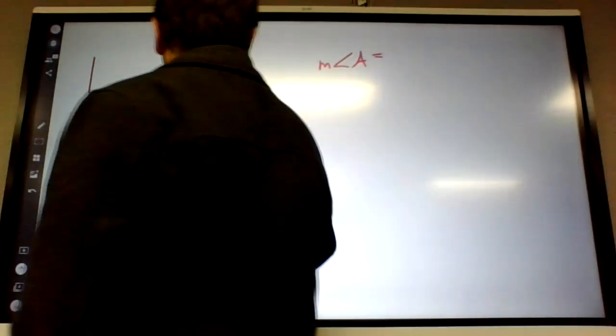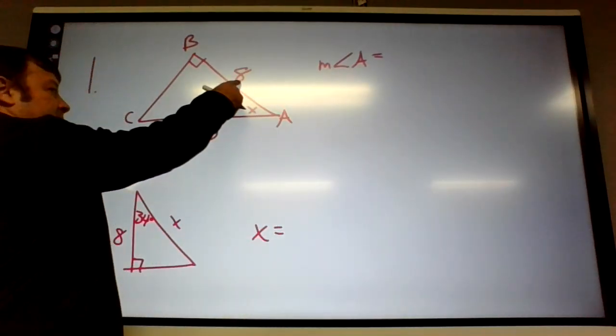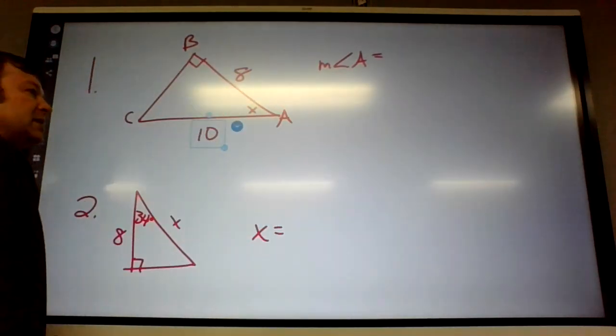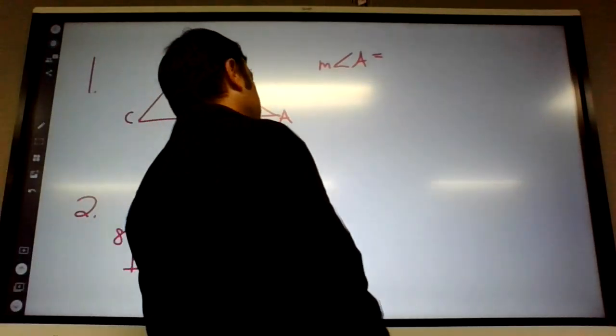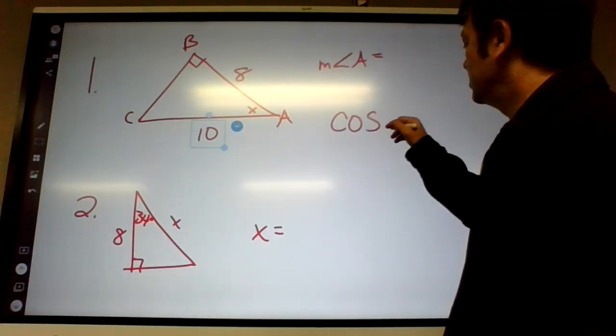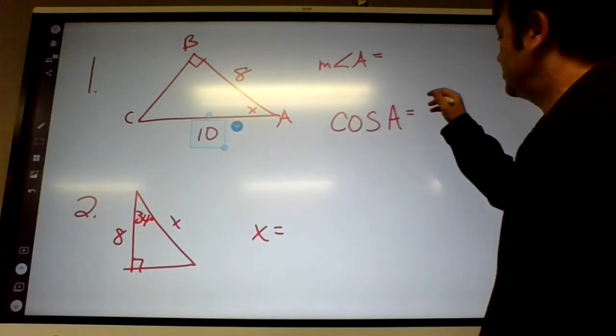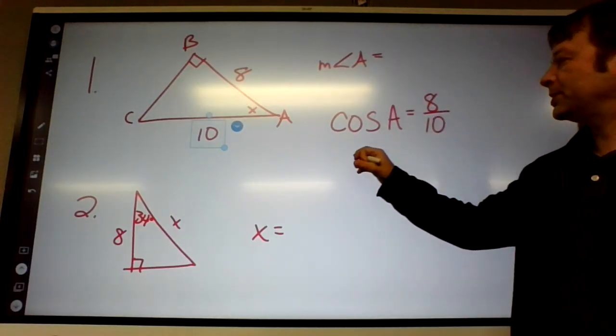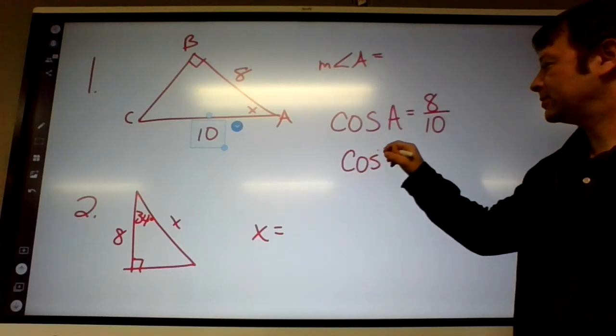Okay, relative to angle A, 8 is the what? Adjacent. 10 is the hypotenuse. Which trig function uses adjacent and hypotenuse? Cosine of the angle equals adjacent over hypotenuse. So what are we going to plug in our calculator? Inverse.